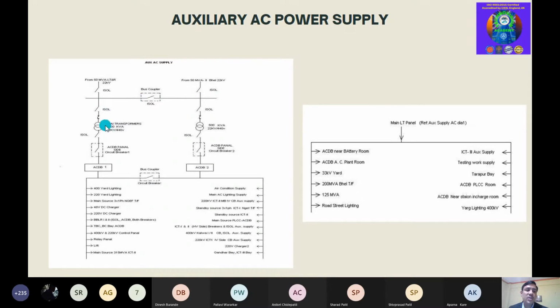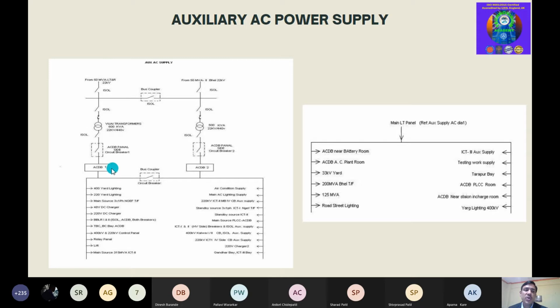After that we have this transformer, which converts the 22 kV incoming from the power transformer into low voltage, that is 440 volt. Then for protection purposes we have a circuit breaker, and a line side isolator on the transformer side. Then we have the AC distribution board, which I have already shown you in the previous slide.